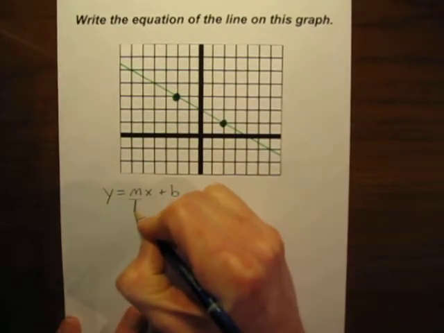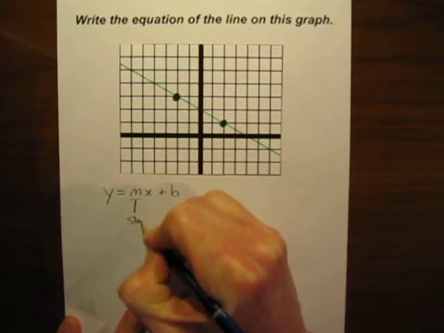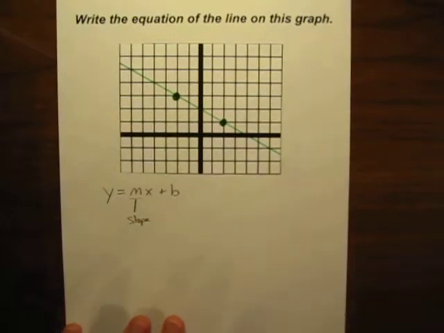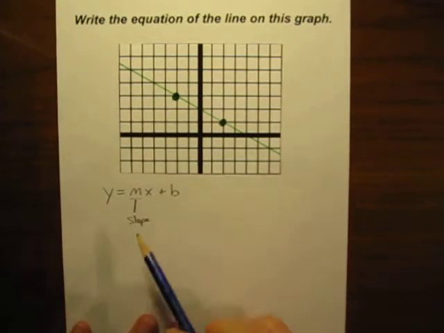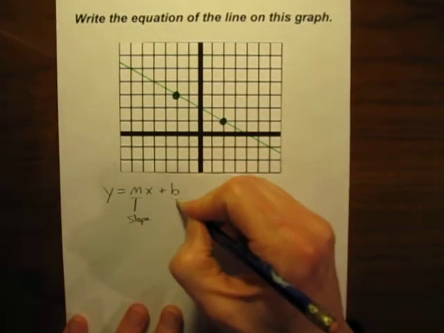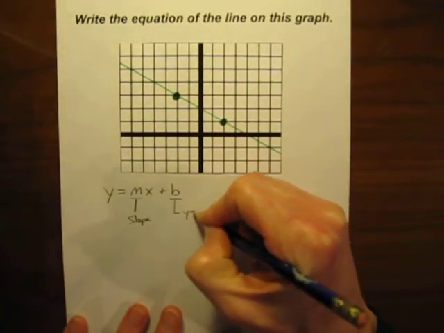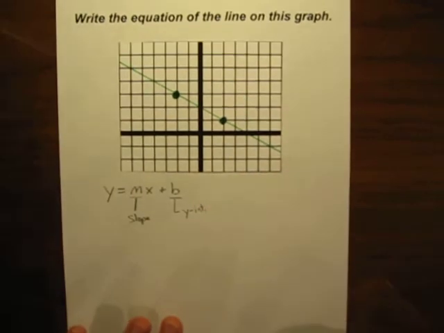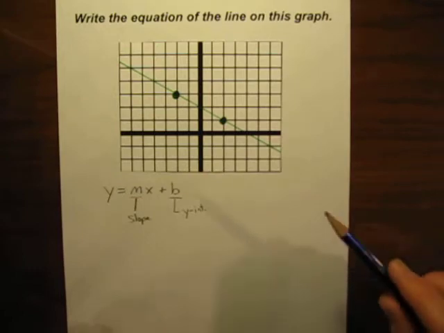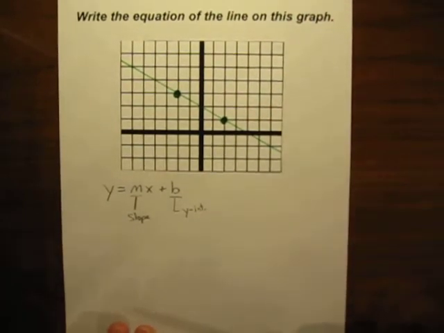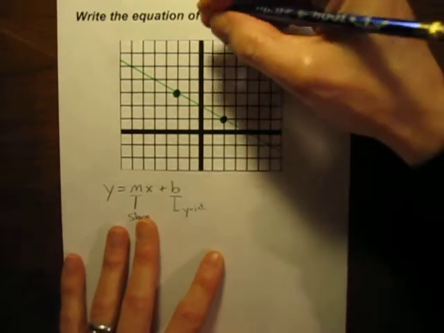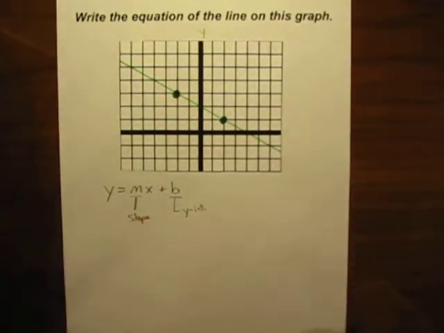The m is going to be our slope, the slope of the line. So when we are writing this equation, the first thing we'll have to figure out is what is the slope of this line. The second thing that we'll have to figure out is b. The b is the y-intercept. What is the y-intercept of this line? In other words, where does this green line drawn here on the graph cross our y-axis? So that's what we can determine, and that part is pretty easy.